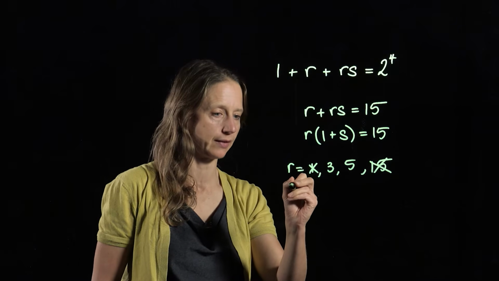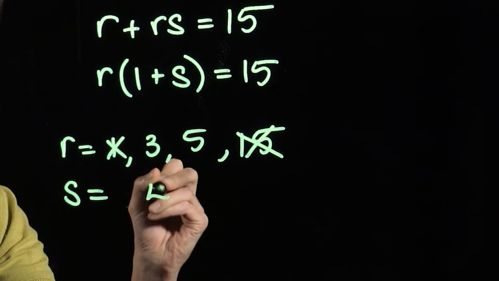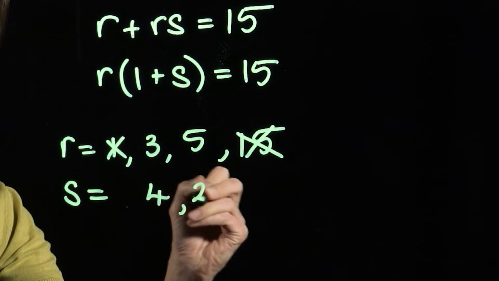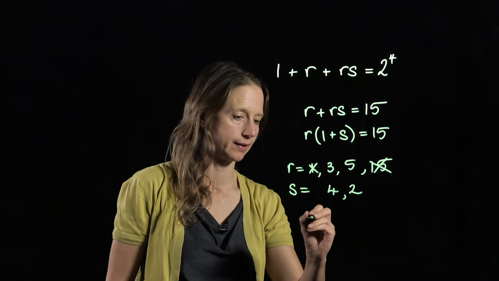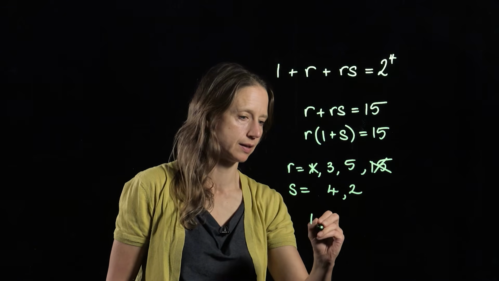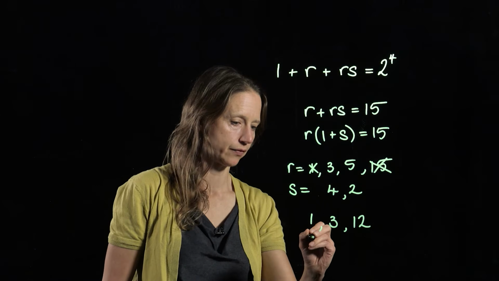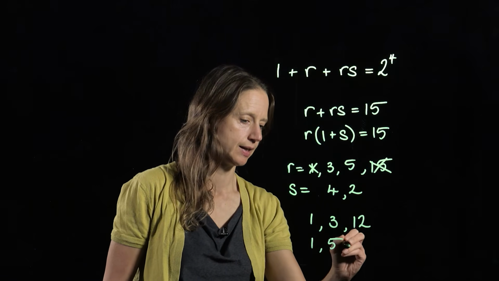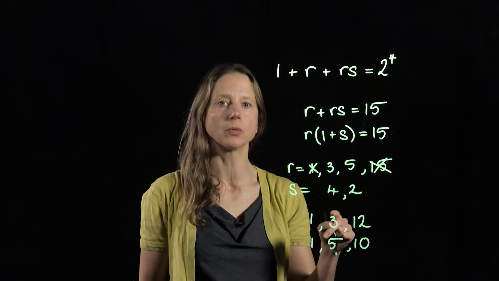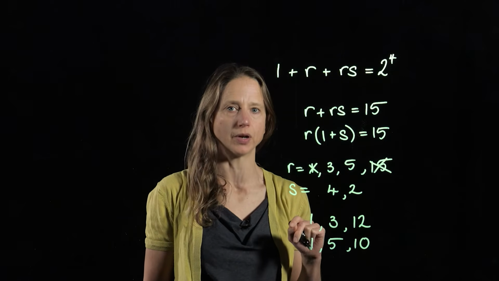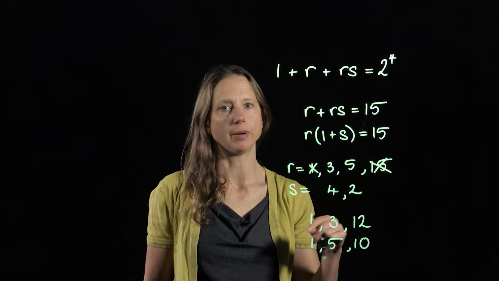So we have two options left for r, and that means that s would need to be 4, or here it would have to be 2. This actually gives us two different ramps that we can use to get to 16. We can have 1, 3, 12, or we can have 1, 5, 10. And both of those sum to give us 16, which means that we can create 2 to the 4 as the sum of a ramp, and that means we can get all powers of 2 higher than 2 to the 4 by multiplying through.